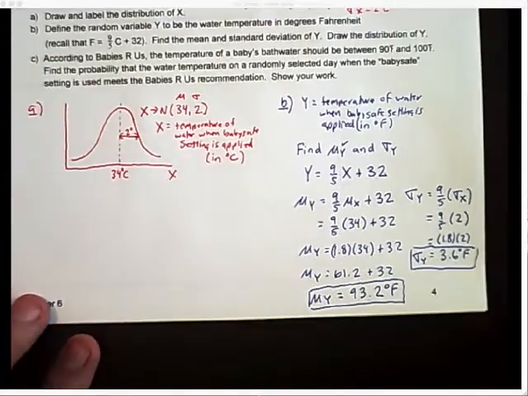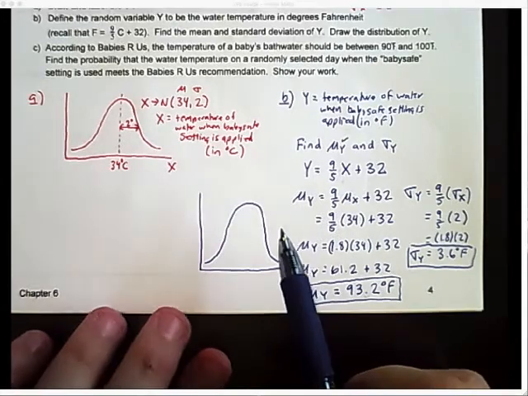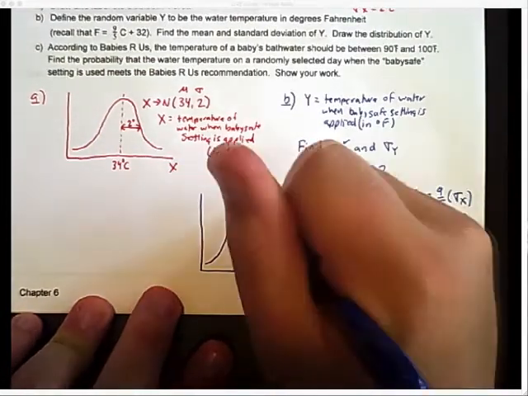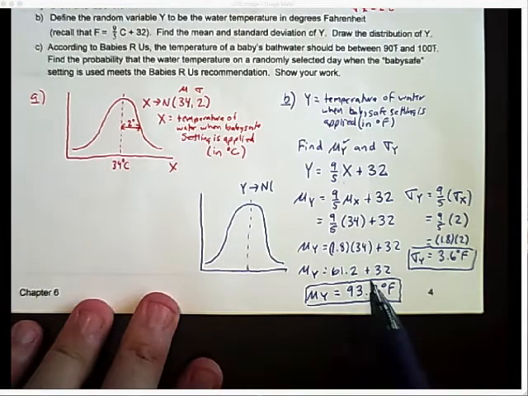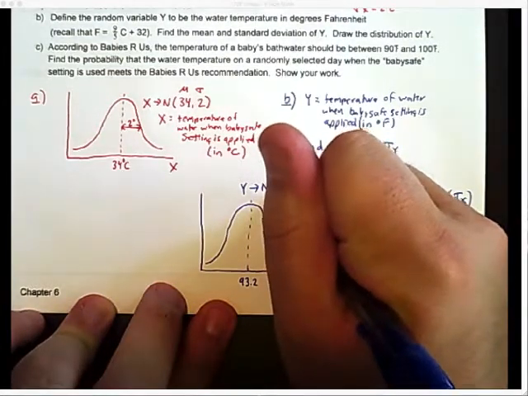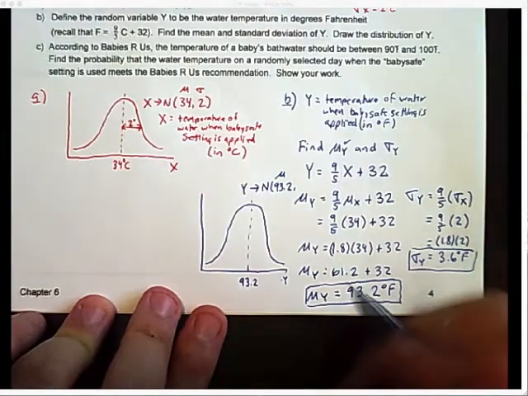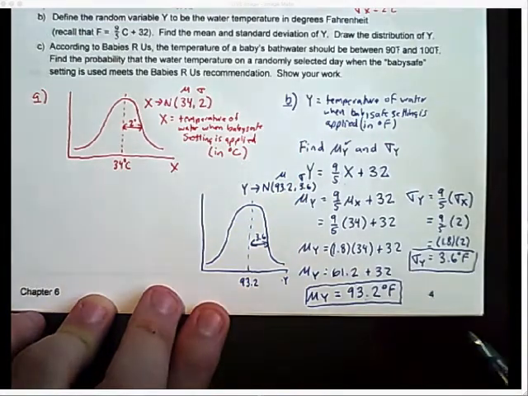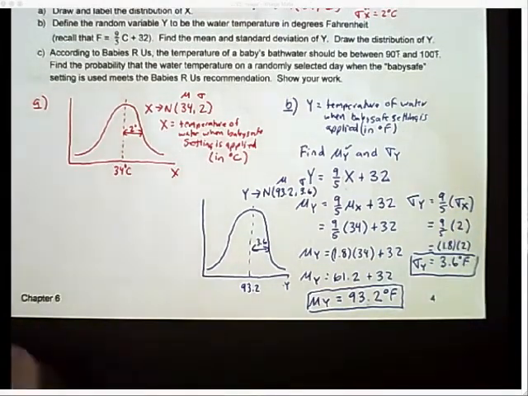Now it says draw the distribution. So how would I draw the distribution? Well, it's going to be normal as well, because when we add or we multiply, it doesn't change the general shape. So if x was normally distributed, guess what? Y is also normally distributed. Its center was 34 before. The new center is 93.2. The old spread was 2. The new spread is 3.6. That's the new sigma. So y will also be normally distributed. It does not change the general shape.